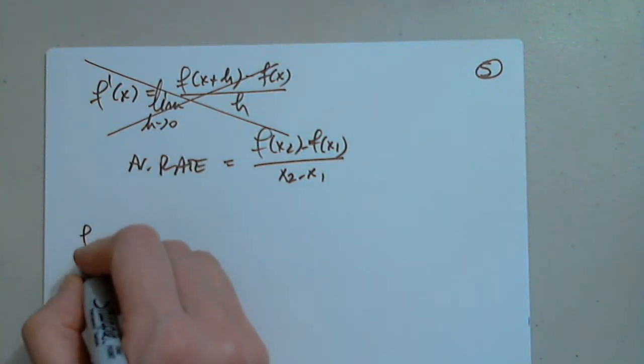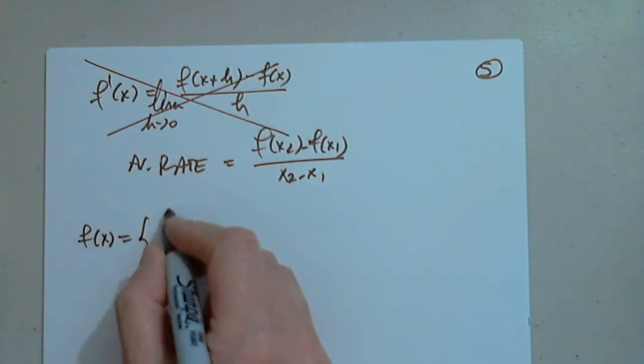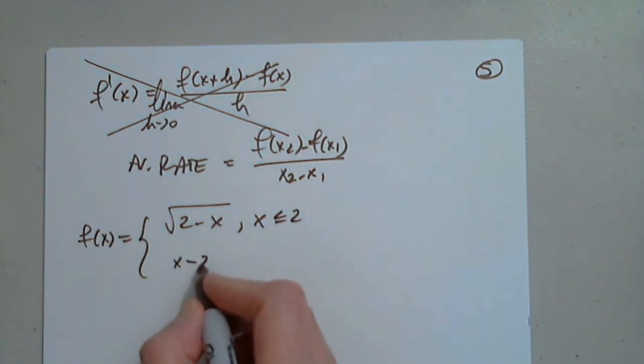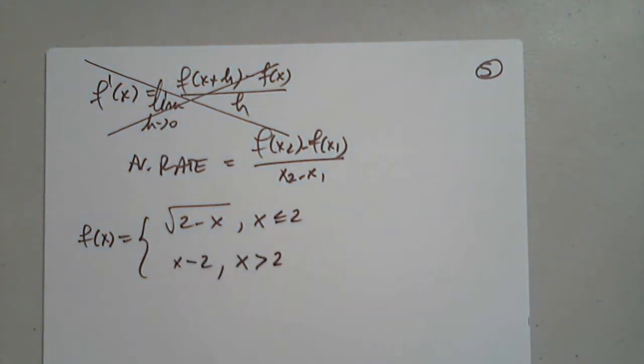I'll stop sharing. So we have f of x equals the square root of 2 minus x for x less than or equal to 2, and x minus 2 for x greater than 2. So we're asked if it's continuous at 2 and if it's differentiable at 2.